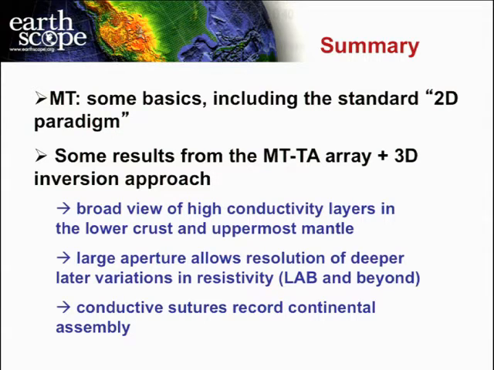A second point I want to make is that the large aperture allowed by this array allows resolution of deeper lateral variations in resistivity to the LAB and beyond. So we can, in some sense, map the LAB in the western U.S. and see lateral variations in possible hydration state at greater depths.